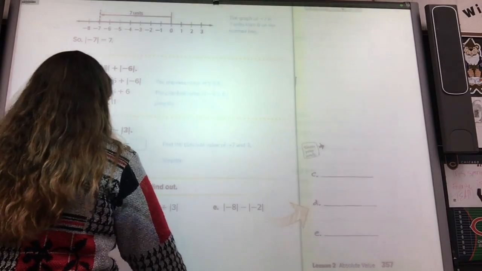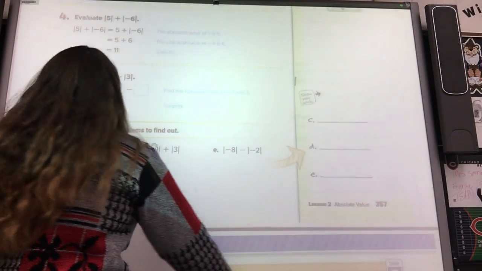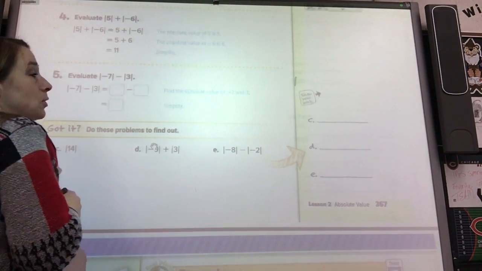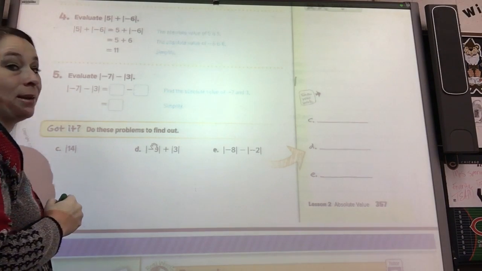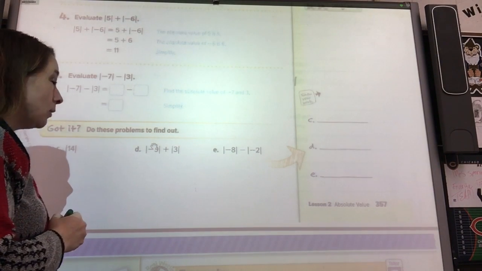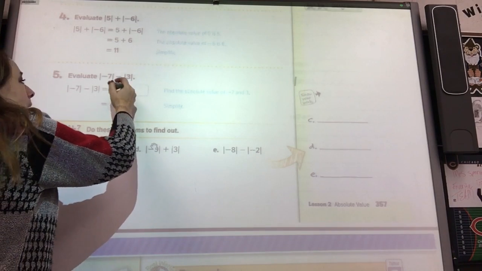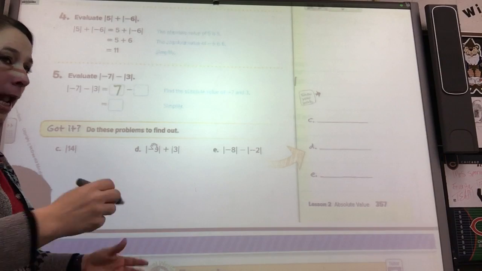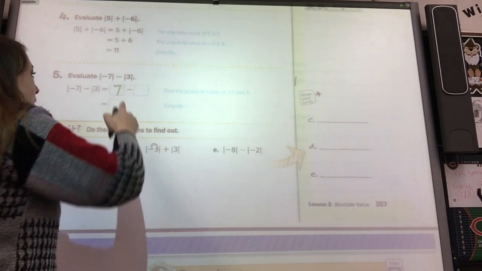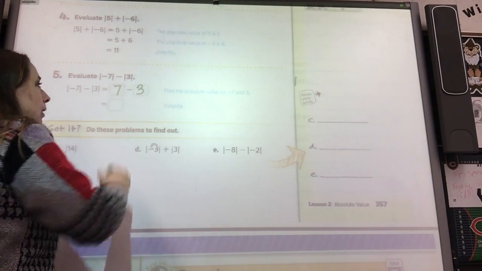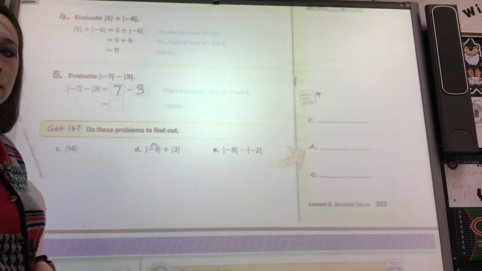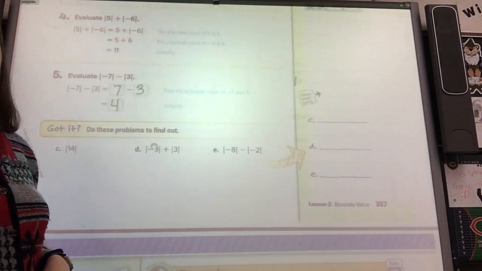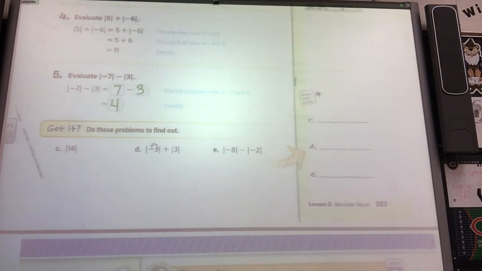Let's see. Let's scoot up. So they had us fill in these blanks. So here's another one. Absolute value of negative 7 minus absolute value of 3. Well, absolute value of negative 7 is just going to be 7 because we just turn it into a positive. We don't have to add, subtract, multiply, or divide, just make it a positive. Absolute value of 3 is just 3. So what's 7 minus 3? 4. Okay? Don't make this more complicated than it is.